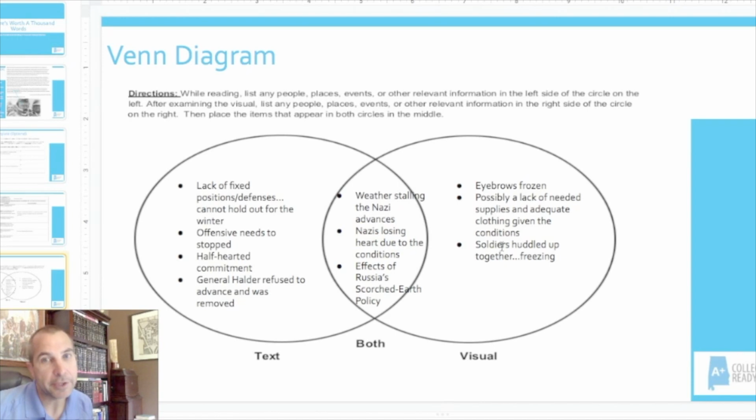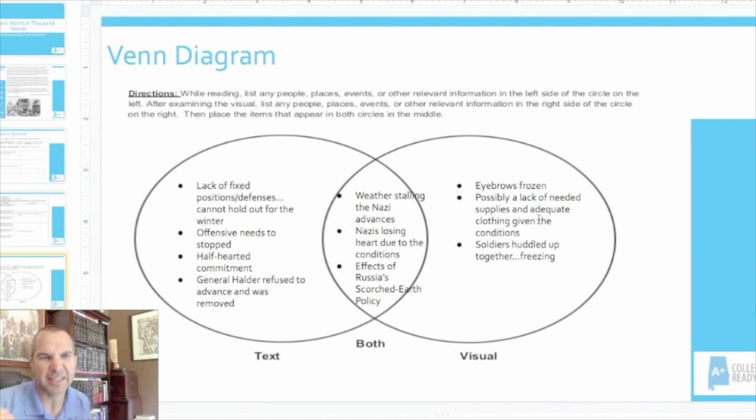What do we get in the visual? Well, we notice things that we would think are more simplistic compared to the text. We look at the text and there's so much more information there, in that whole descriptive context of what's actually happening. What does it look like on the ground? Again, a picture is worth 1,000 words. So we see that the eyebrows are frozen. We're looking at just Nazi soldiers here. The eyebrows are frozen. Possibly a lack of needed supplies and adequate clothing. They can make an inference here.